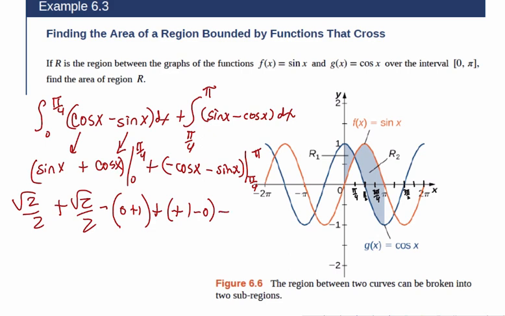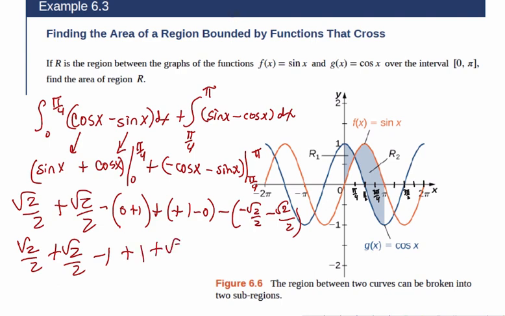Now we're going to subtract when we plug in the lower bounds. So that's going to be the opposite of the cosine of pi over 4, which is negative square root of 2 over 2. And then the opposite of the sine at pi over 4, another negative. We'll subtract square root of 2 over 2. Okay, so let's bring everything together. So we got square root of 2 over 2 plus square root of 2 over 2 minus 1 plus 1 plus square root of 2 over 2 plus square root of 2 over 2.